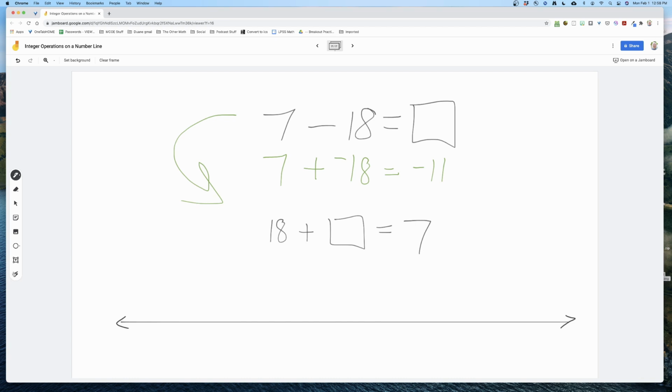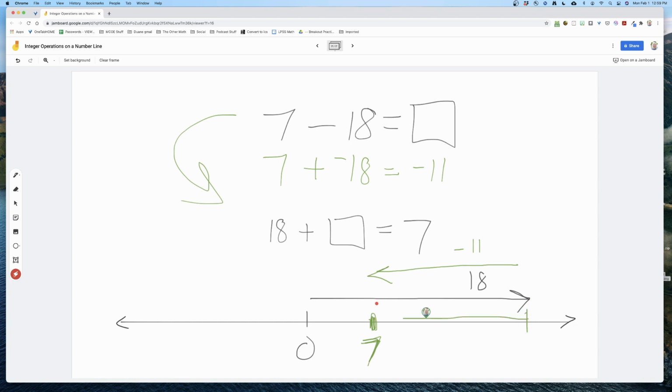There's our number line. And we could say, okay, well, the first change is 18. So our first change can be 18. And what does our second change have to be to get to 7? We have to get down to 7. Well, it's got to be negative 11 because we're at 18, and we've got to go down 11 to get to 7. So there's our answer, which is negative 11.